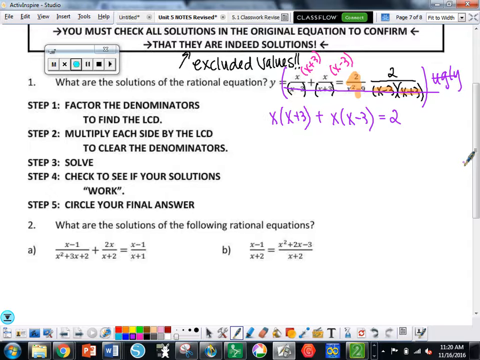It equals 2. Okay, so now we have an equation. Now we have an equation that we spent the first quarter of this course studying. How do I solve an equation where it has a bunch of x's? We're gonna start by simplifying. Good. So distribute.